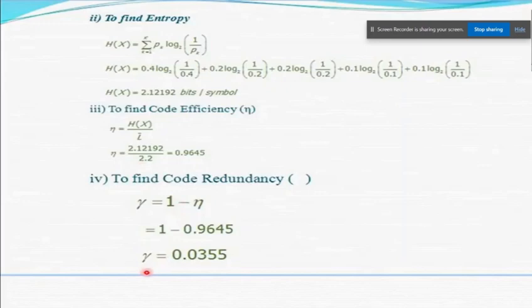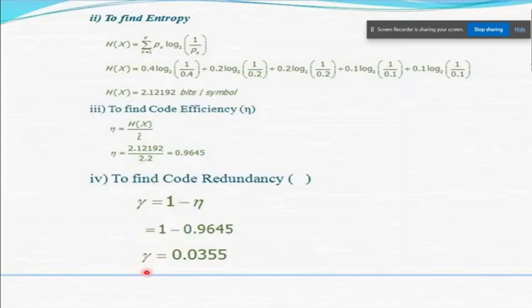To find code efficiency, eta, which is H of x by L bar, efficiency equals entropy divided by average code word length. We have entropy of 2.12192 and average code word length L bar equal to 2.2. By dividing both values, we get the efficiency eta equal to 0.9645. To get eta as a percentage, we multiply by 100, so eta percentage is equal to 96 percent.